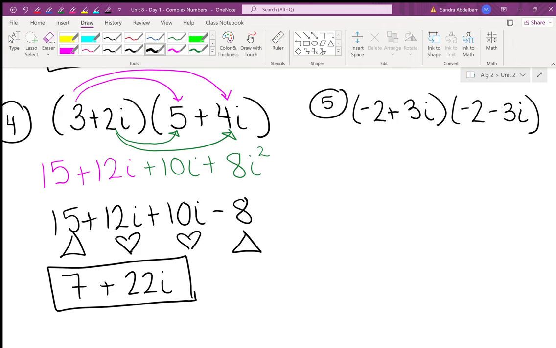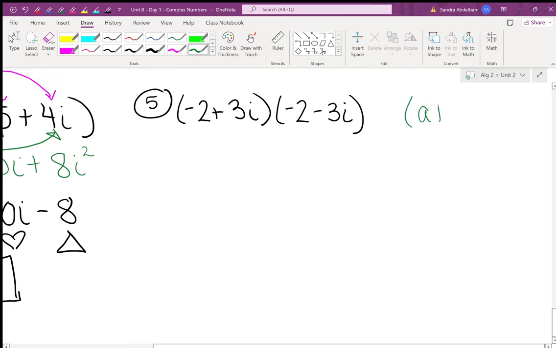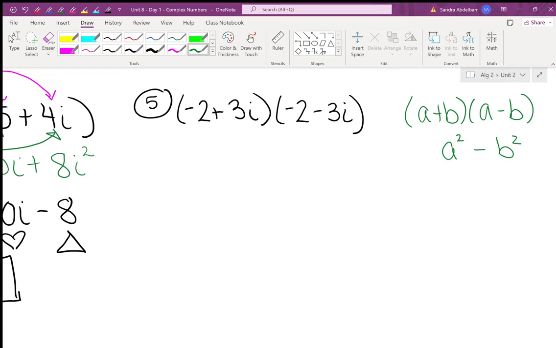It is a dot, but a dot with i is different. Why? It is a dot, but usually when you have a plus b times a minus b, generally speaking, what do we end up with? A squared minus b squared. But why is it different now? Aditya? You got it, because when the two i's get multiplied together, that becomes an i squared, which is a negative 1. So it ends up becoming a squared plus b squared.